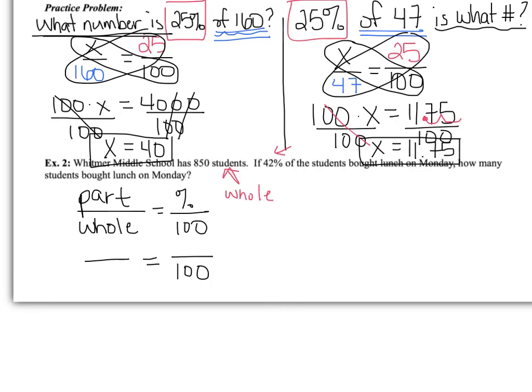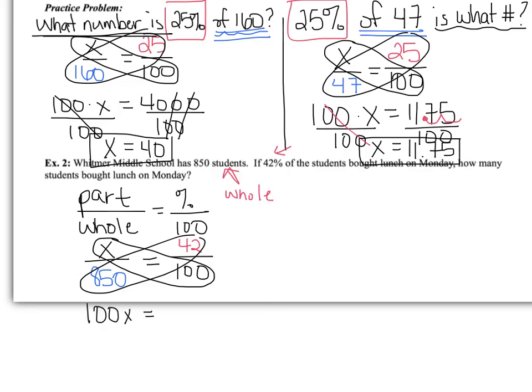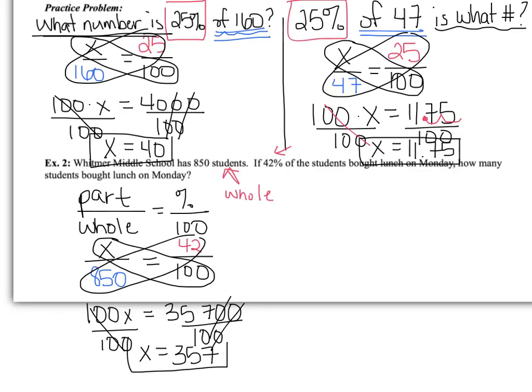So percent, that would be 42. The whole number is 850. Put in my X for my part. Let's cross multiply. So I have 100X equals 42 times 850. That's 35,700. Divide both sides by 100. I can cross off my zeros this time. So X equals 357. And that's your answer.